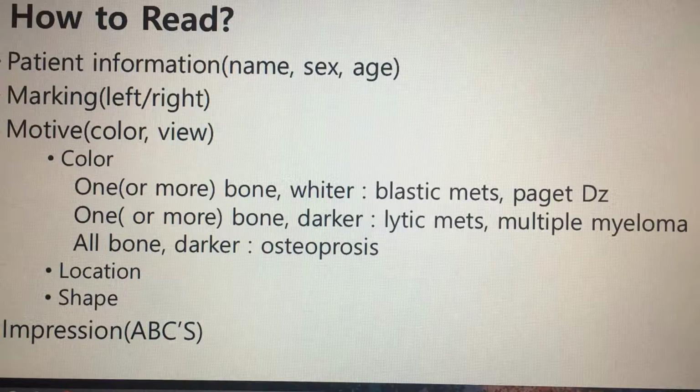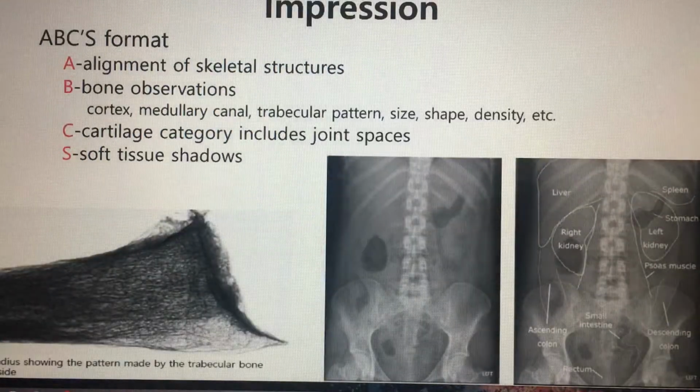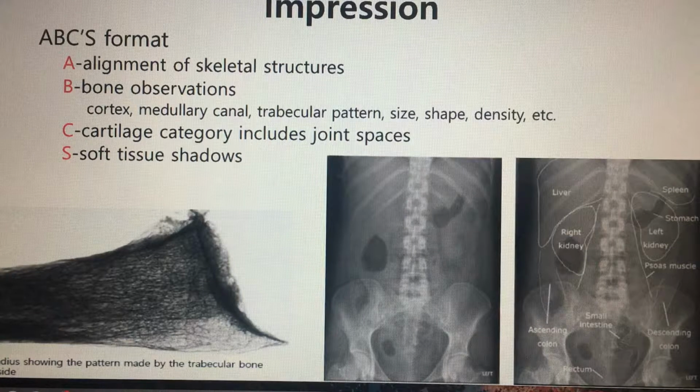How about reading an X-ray image? Read it according to the ABCS abbreviation. A means alignment of skeletal structure. B means bone. In the bones, we could check cortex, medullary canal, trabecular pattern, size, shape, and density.